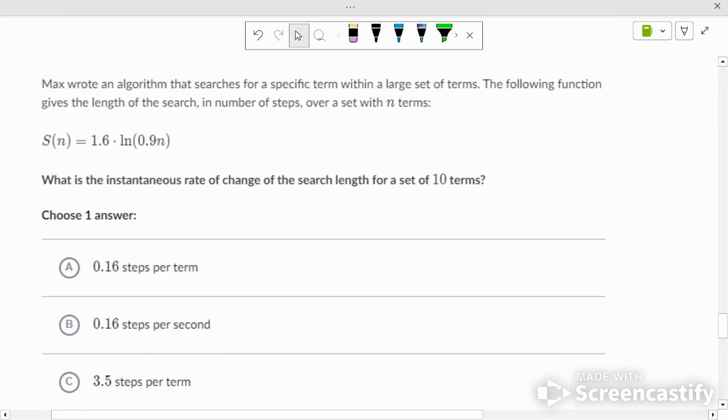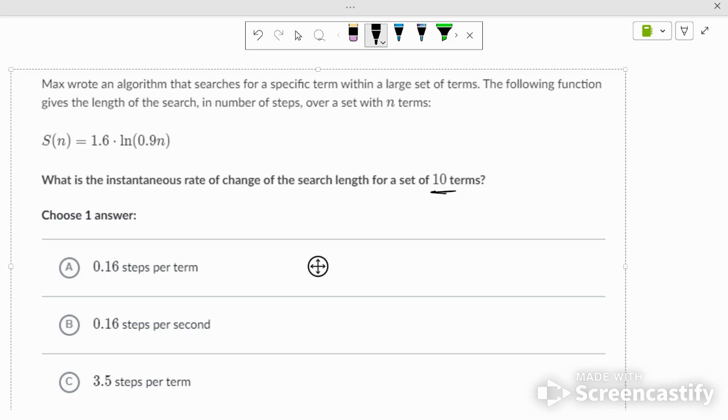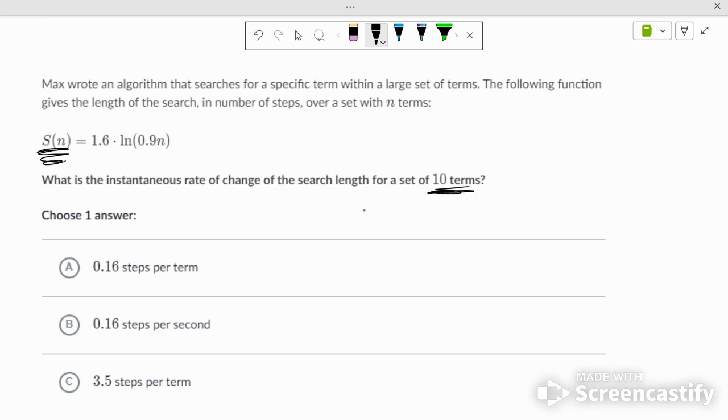Max wrote an algorithm that searches for a specific term within a large set of terms. The following function gives the length of the search in number of steps over n terms. Okay? So what's the instantaneous rate of change when he searches for 10 terms? This is a position, so to find the instantaneous rate of change, we have to take the first derivative. How do we take the first derivative? Well, this is the coefficient times 1 over 0.9n, chain rule, times 0.9. What happens to the 0.9s? They cancel. So if we stick in a 10 here, it's 1.6 divided by 10, which is 0.16.